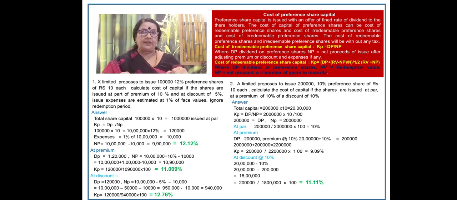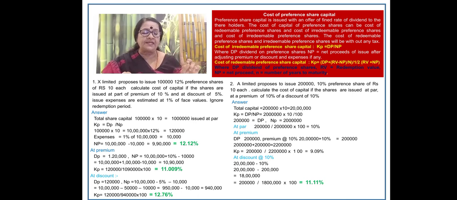DP is 55,000. In the first case, the value is 5 lakh. RV is 5 lakh, so it is issued at par. But how much is the expense? Is any expense incurred on that?